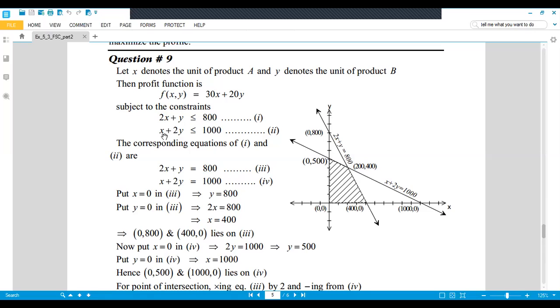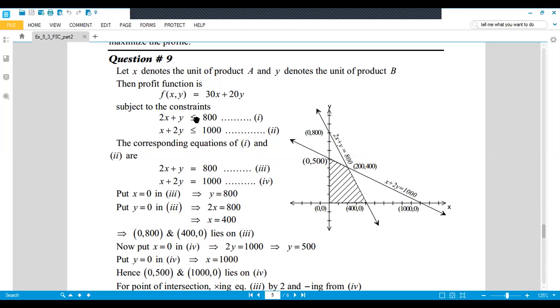And for the second, 1 unit of compound from product A, so 1x, and then 2 units of compound from product B, so 2y, and 1000 units of the compound is available, so less than or equal to 1000. It means the maximum amounts available are 800 chemical and 1000 compound, so less than or equal to 1000. Now we have to write the associated equations for 1 and 2.